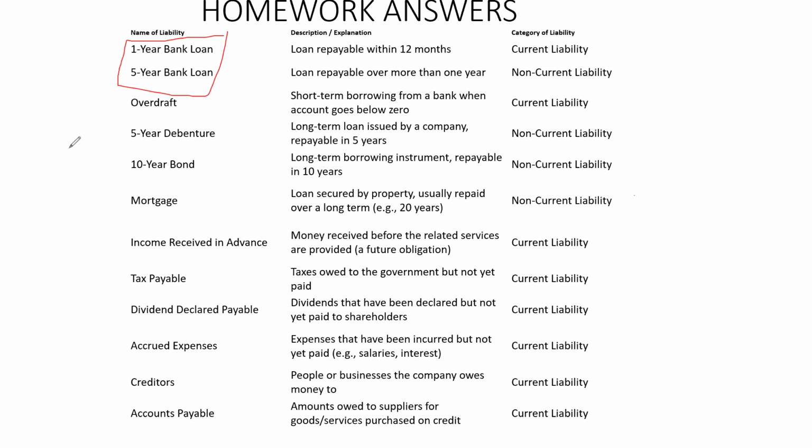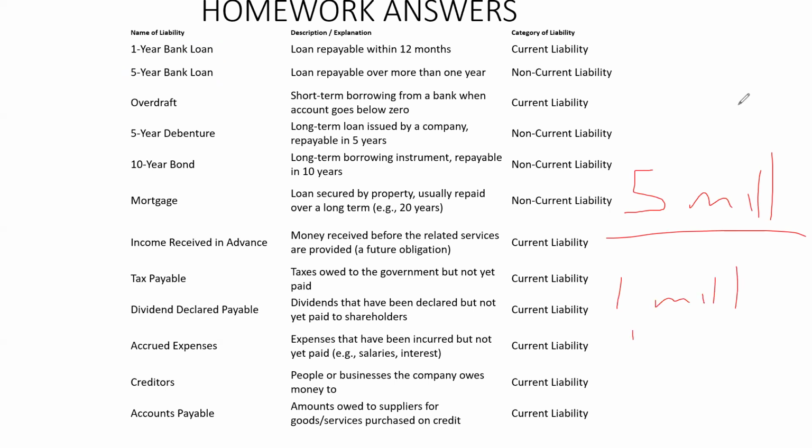Sometimes what your examiner or your lecturer does is he can tell you that you owe the bank 5 million, right? But within this 5 million, 1 million is going to be paid within 12 months. So how do you record that? Which means you need to split it.